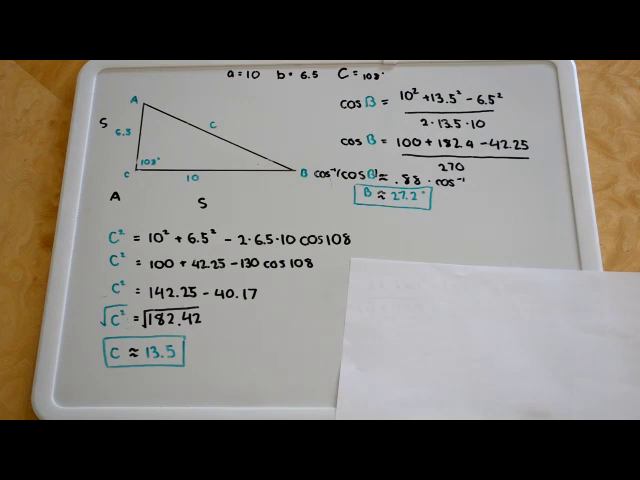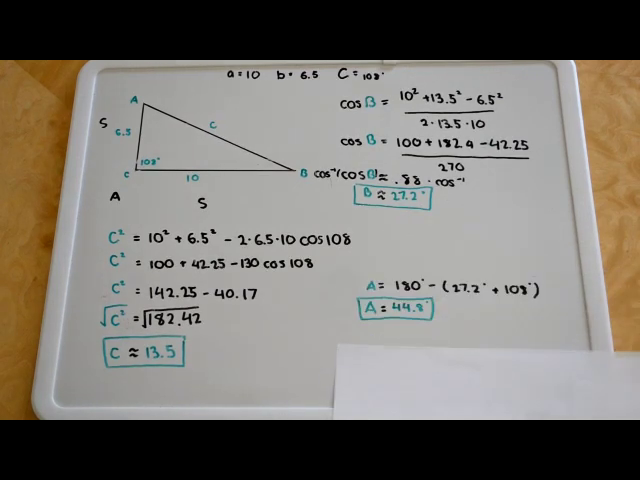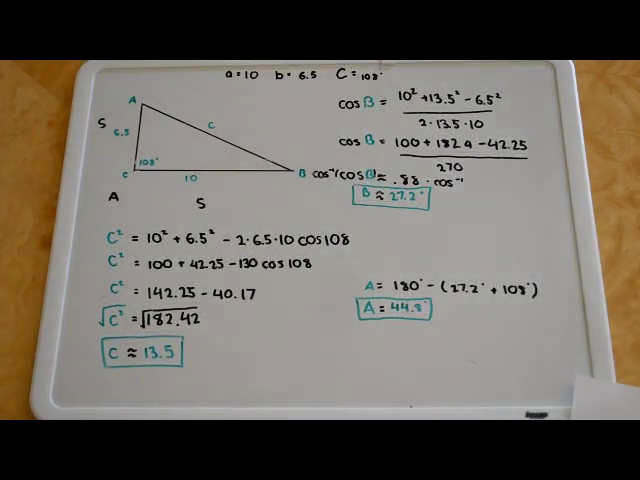And to solve for the last angle, we'll subtract 108 degrees plus 27.2 degrees from 180 degrees. And what we get is 44.8 degrees for angle A. Now you solved your first triangle using the law of cosines.